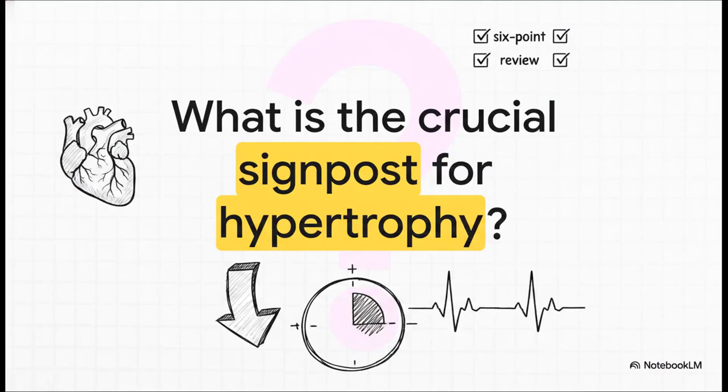And that leads us to a really important question. After you've done that initial review, what's the one single finding that tells you where to go next to look for hypertrophy or a block? Well, the answer, without a doubt, is the axis.